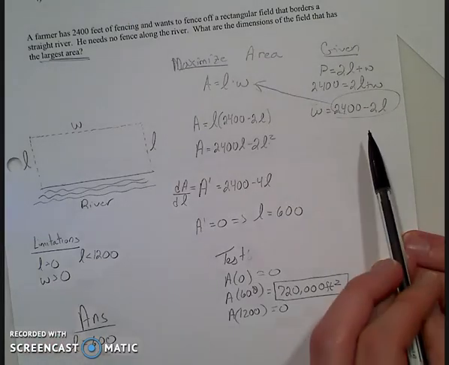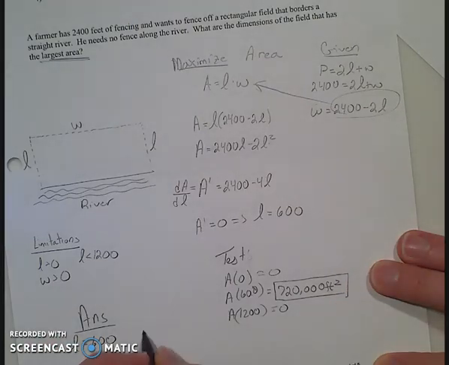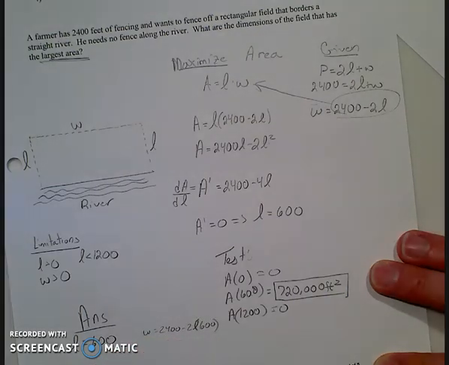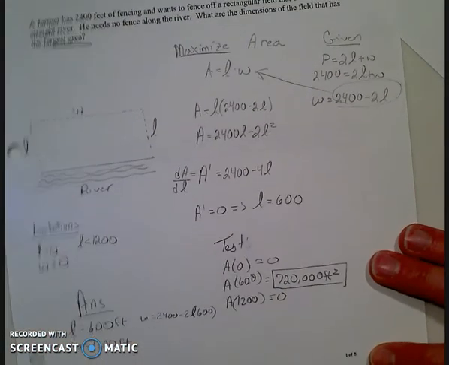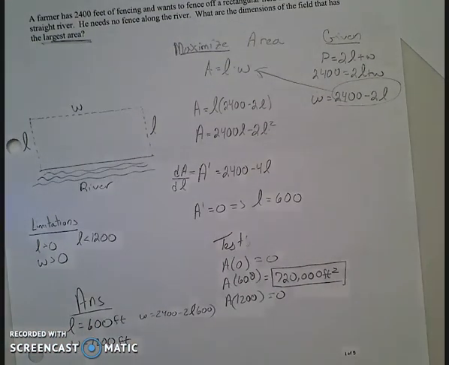How do we find our width? Well, we can find width by plugging back into it. Remember that we have this. This is 600 if we want to plug back in. And so we know that our width is 1200, and we should add our labels in. Okay? So we just found our dimensions. Dimensions 600 by 1200.